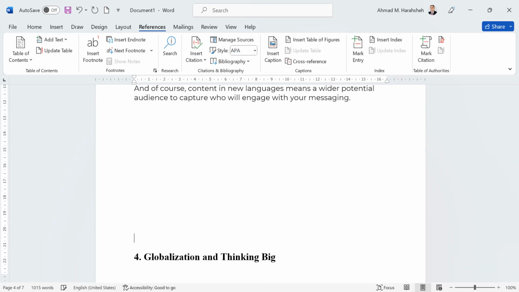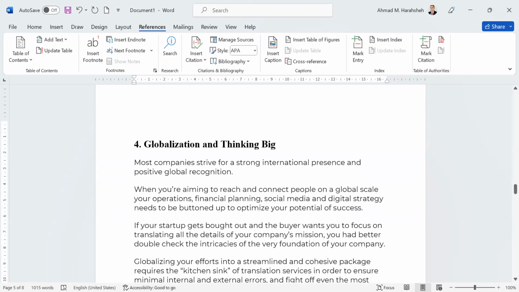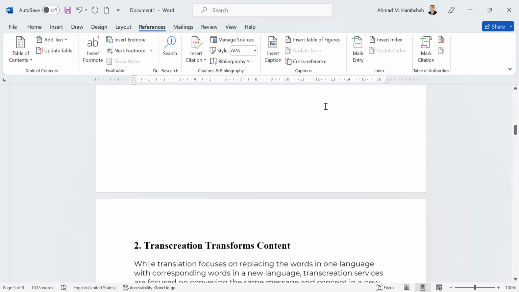You may add pages, you may omit pages, etc. It depends on your changes.